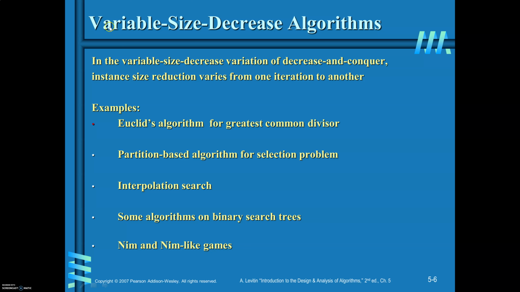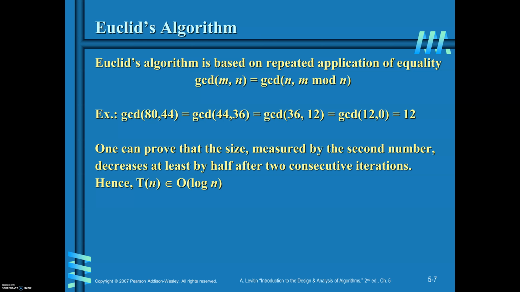So I was discussing this variable size decrease here. In variable size decrease, as I told you, the problem size reduction varies from iteration to iteration. For example, to find the GCD of these two numbers 80 and 44, first look at here, the problem size is reduced like this, and next iteration like this, and here like this. So the problem reduction is obviously dependent on the second number.